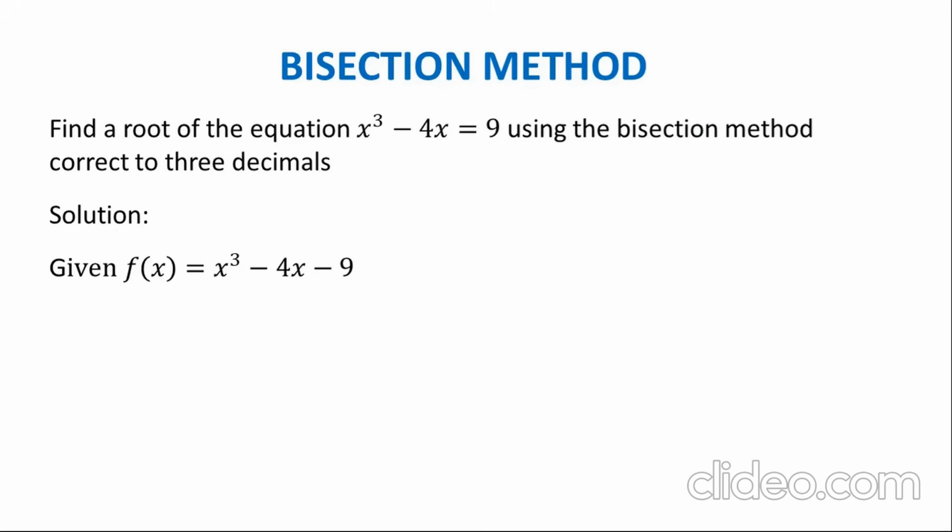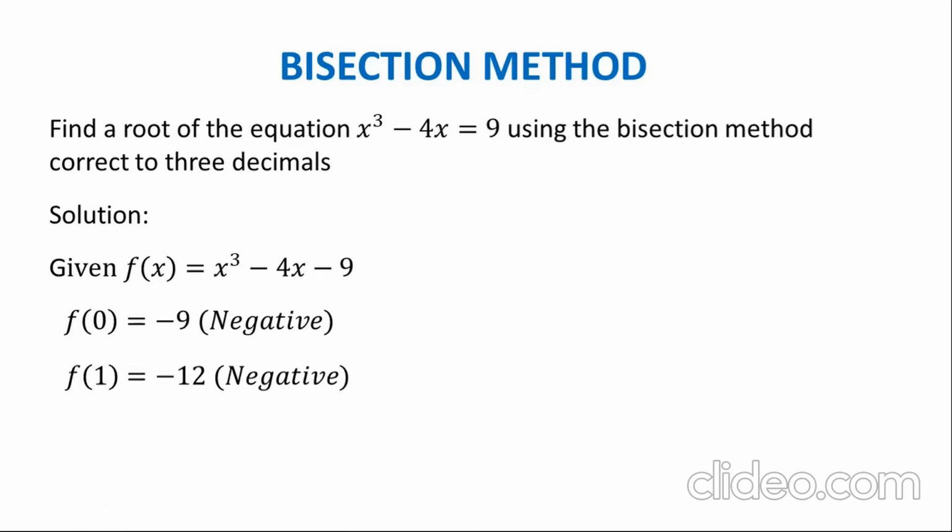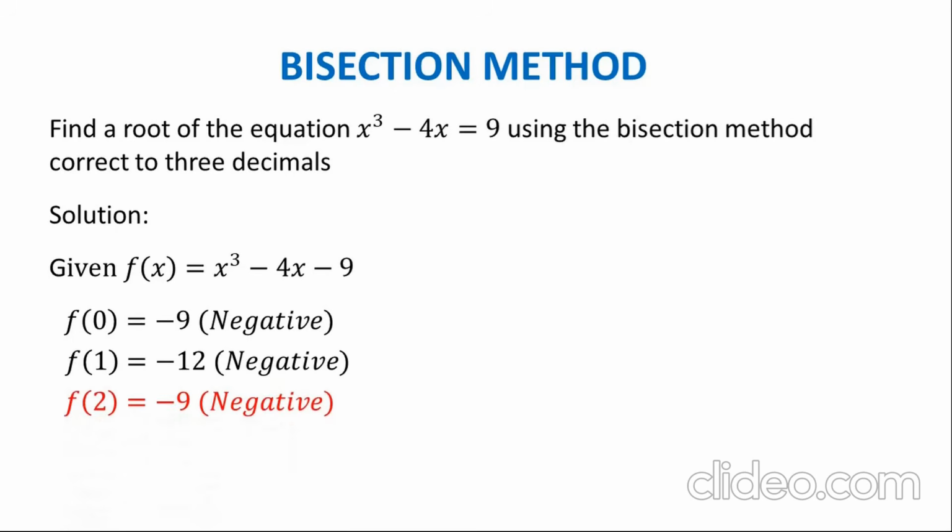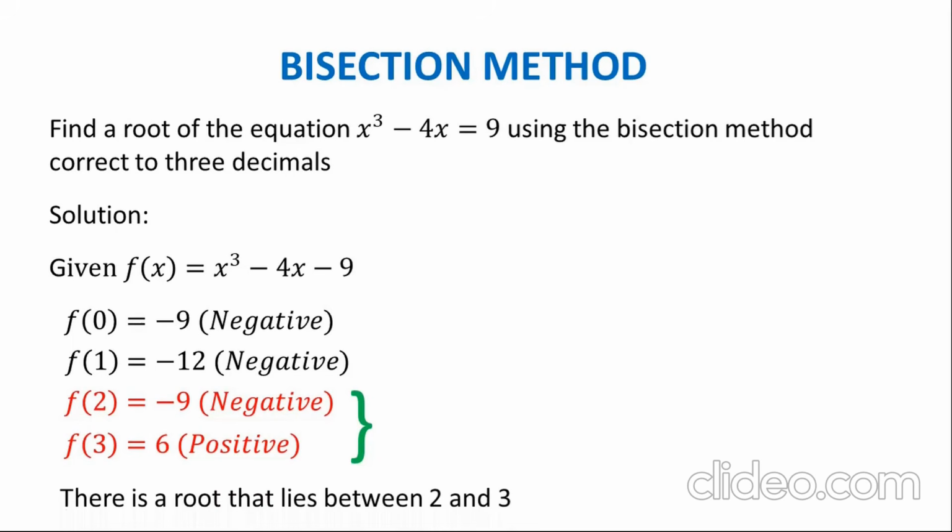Now we can list the values we got from the calculation. f of 0 is negative, f of 1 is negative, f of 2 is negative, and f of 3 is positive. There is a sign change between 2 and 3. Hence a root lies between 2 and 3. So now we will go on to the bisection method formula.